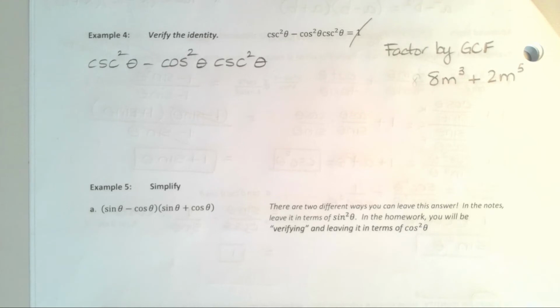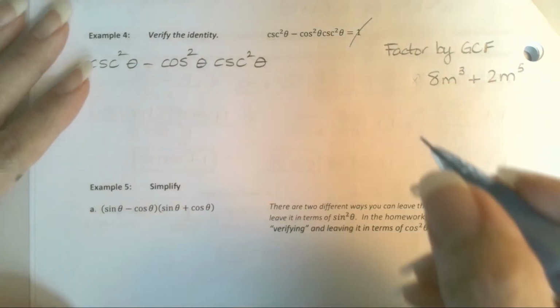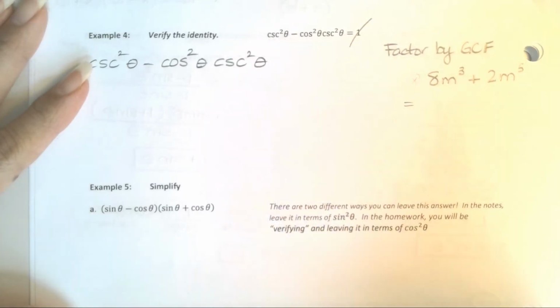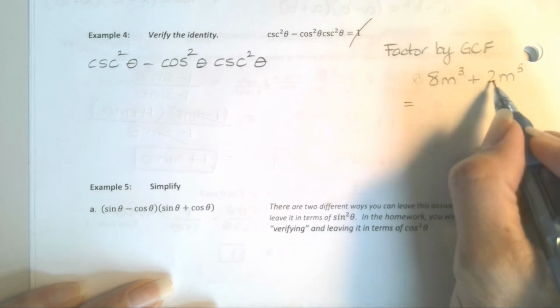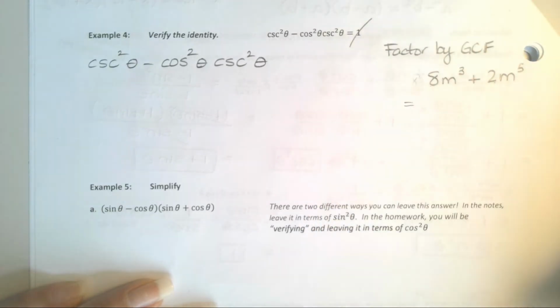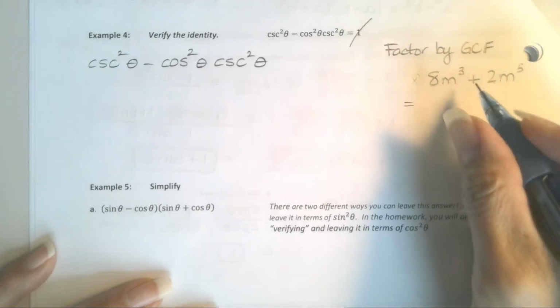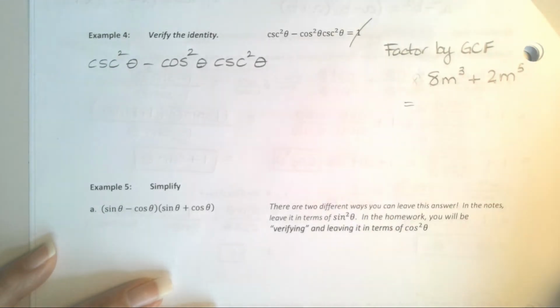Yeah, 8m cubed plus 2m^5. If I asked you to factor that expression over there on the right by using greatest common factor, here's what you would do. So I'm going to ask you the questions to help lead you if you have forgotten how to do this. You look at your coefficients, 8 and 2, and you ask yourself, what is the highest number that's divisible by both numbers? Very good.